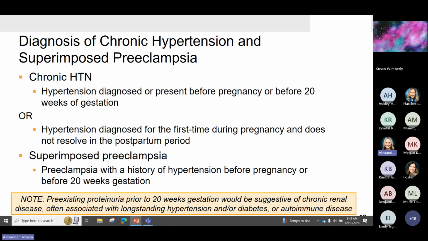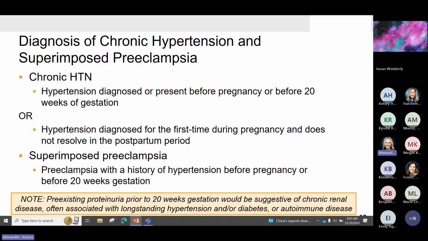The diagnosis of chronic hypertension and superimposed. Chronic is hypertension diagnosed or present before pregnancy or before 20 weeks, or hypertension diagnosed for the first time during pregnancy and does not resolve in the postpartum period. Superimposed preeclampsia with a history of hypertension before pregnancy or before 20 weeks.